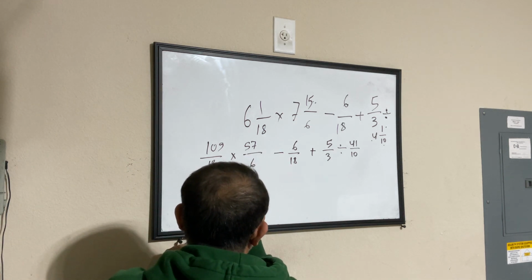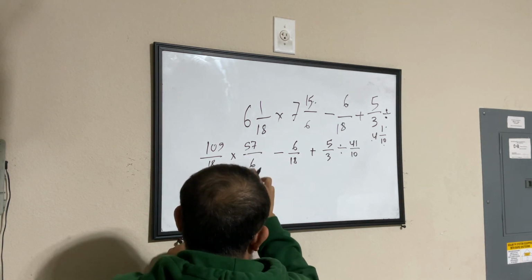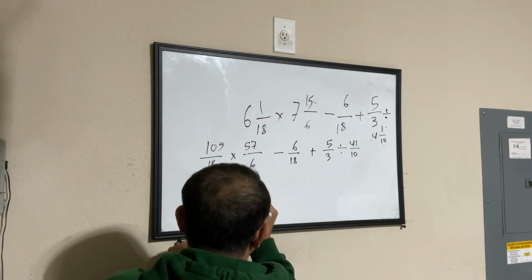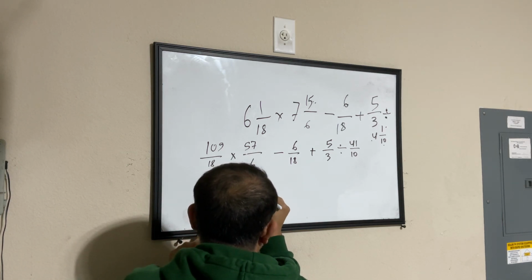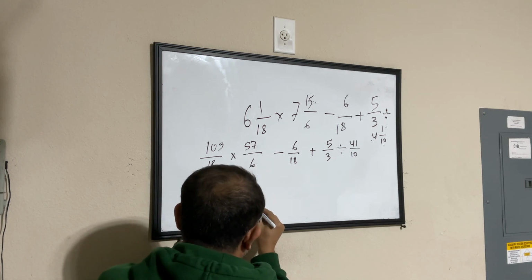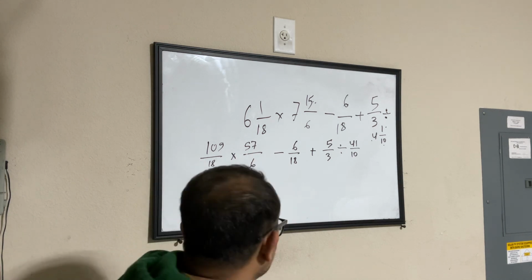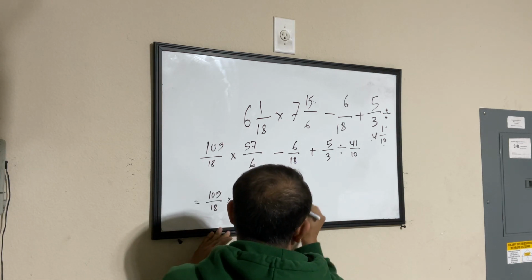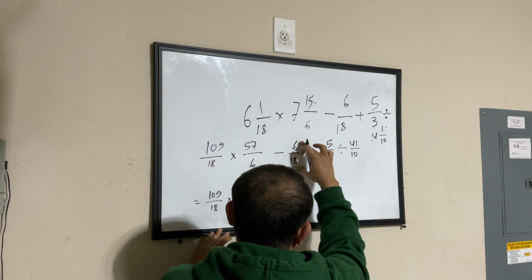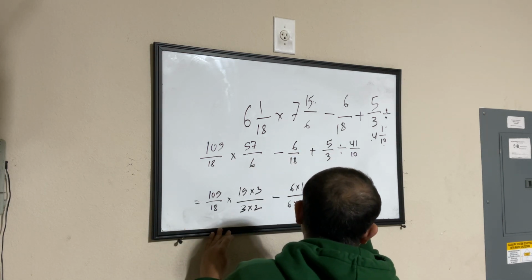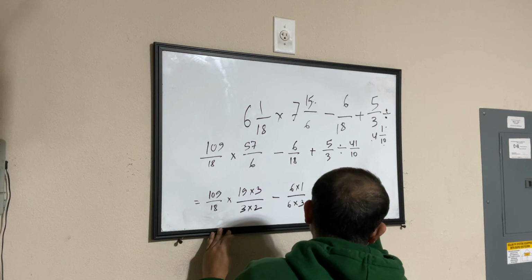Here between these two, 57 and 6, this is divisible by 3 because 5 plus 7 is 12, and this is 6 anyway. So 19 times 3 is 57. That comes from my knowledge of tables, or else you can find your own ways. And then 6 by 18, I can write 6 into 1, 6 into 3. This became this. Plus 5 by 3 divided by 41 by 10.